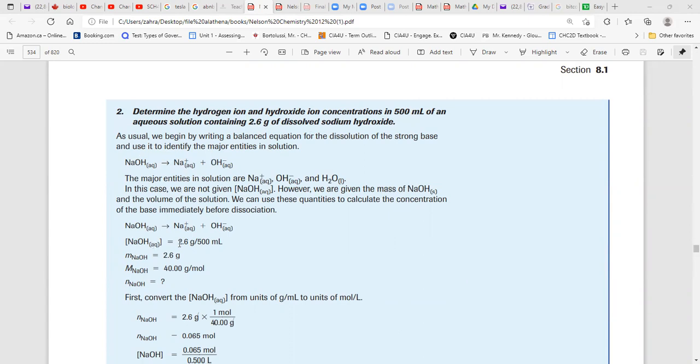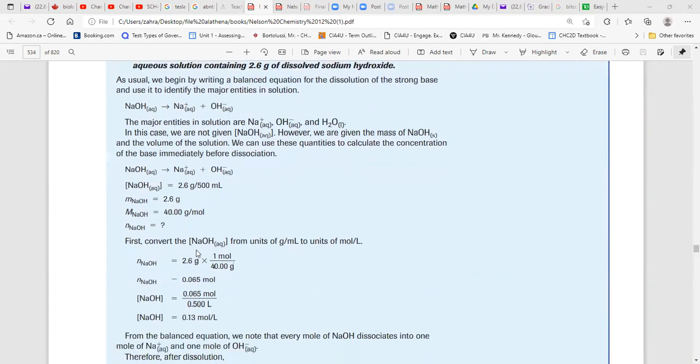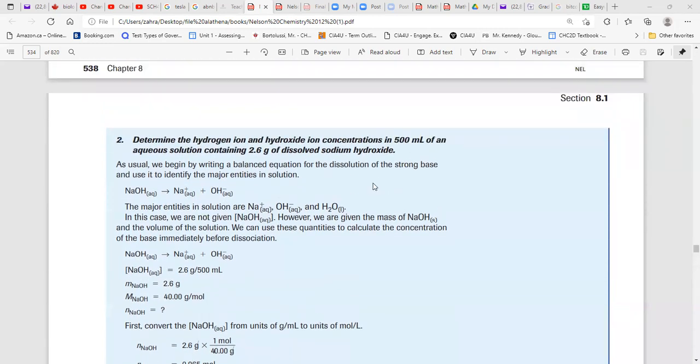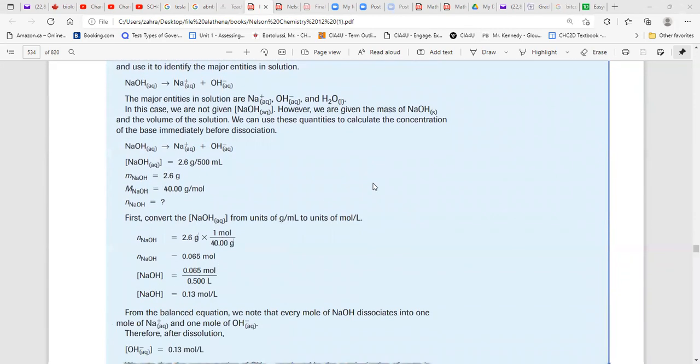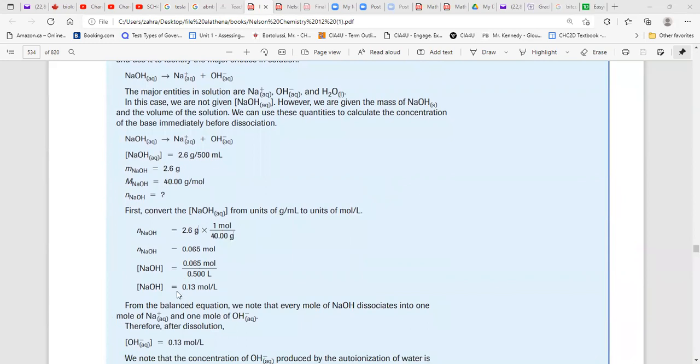For NaOH, convert that 2.6 gram into the mole. So 1 mole is 40 gram. The concentration of NaOH is going to be mole per volume. Volume is 0.5, turning the 500 milliliter to liter by dividing by 1,000. So this will give you the concentration of NaOH.